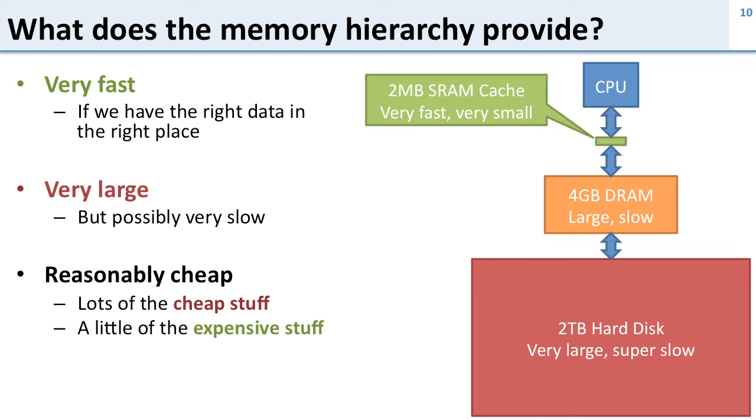So we use lots of the cheap stuff in this hierarchy. When we built this computer, we put in a big hard disk, and that's a pretty cheap way of storing stuff, but only a little bit of the expensive stuff. The SRAM and the DRAM are far more expensive, and we use far less of them.